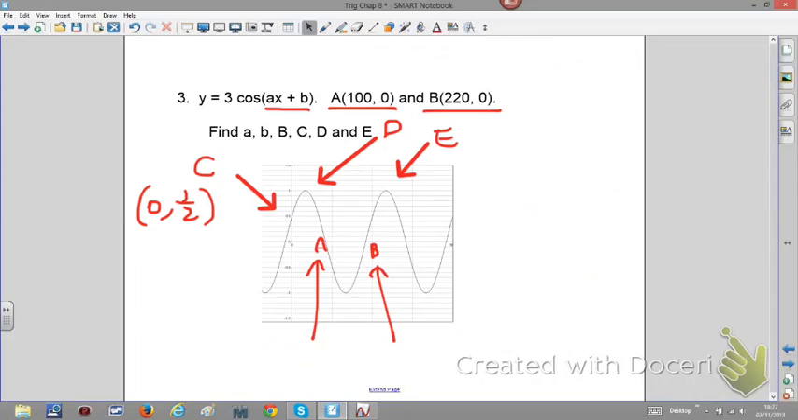And then D and E are the two maximum points. C is given and it's 0, a half. And I'd like you to find A and B. B you're given, and then C you're given, and I'd like you to find D and E. So you've got A, little b, D and E. So that's your last question for homework.